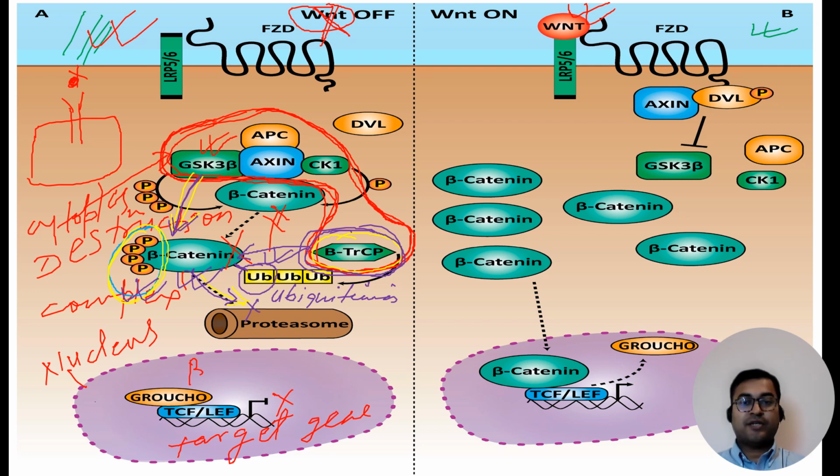Now if there is no beta-catenin, then there will be no beta-catenin in the nucleus, and that's why there will be no activation of this target gene.